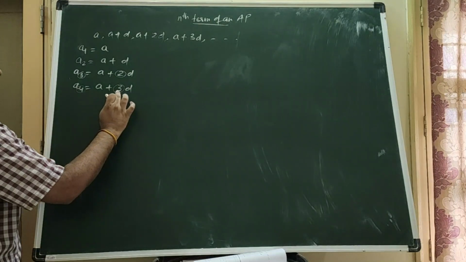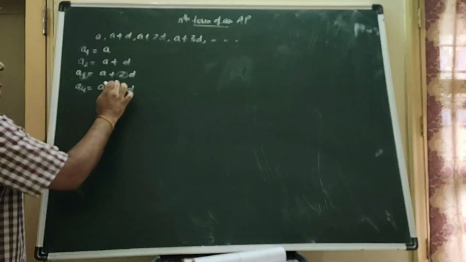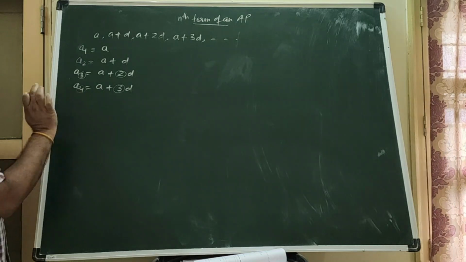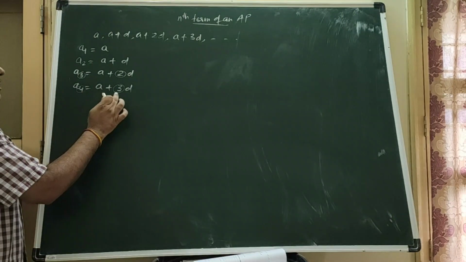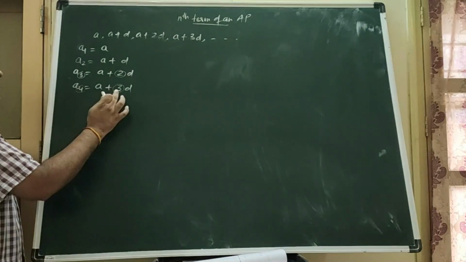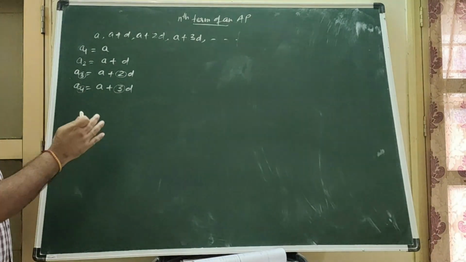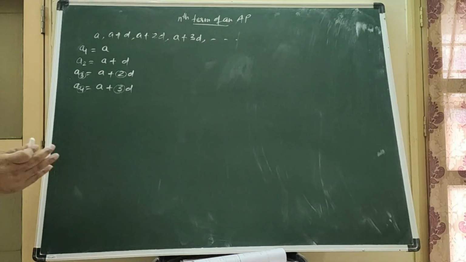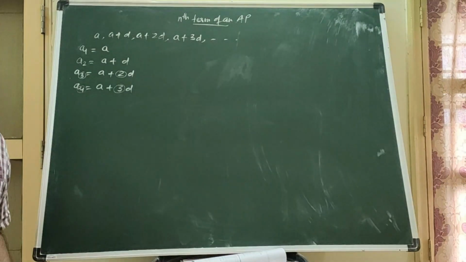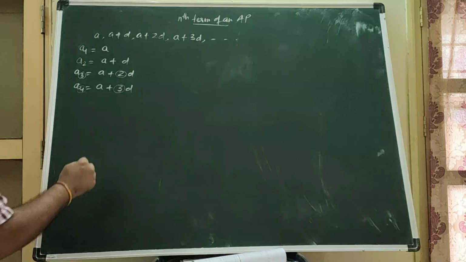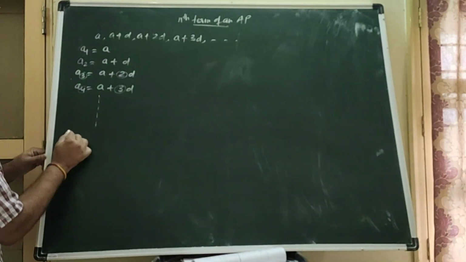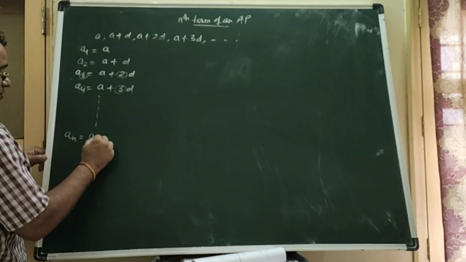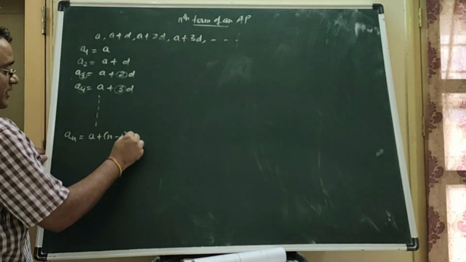So what is the number we are getting here? यहाँ पे कौन सा नंबर मिल रहा है? एक नंबर कम मिल रहा है. So यहाँ पे 4 है तो यहाँ पे 3 है. अगर यहाँ पे 100 होगा तो यहाँ पे 99 होगा, राइट? अगर यहाँ पे 1000 होगा तो यहाँ पर 999 होगा. अगर यहाँ पे n होगा तो n minus 1 होगा, राइट? So that is an is equals to a plus n minus 1 into d.